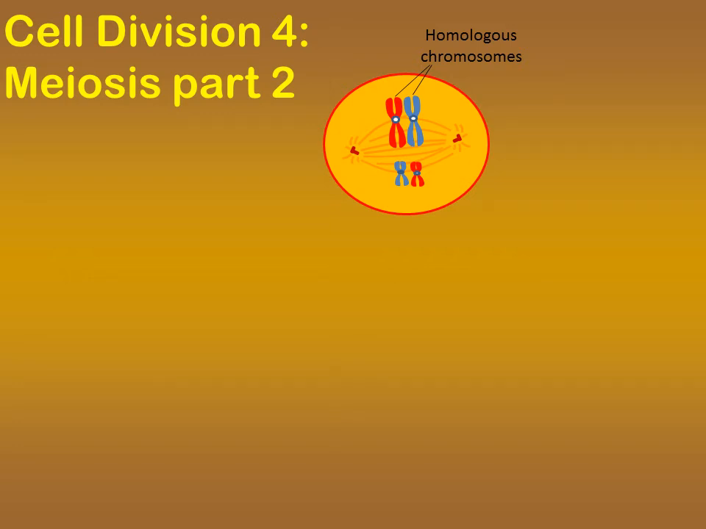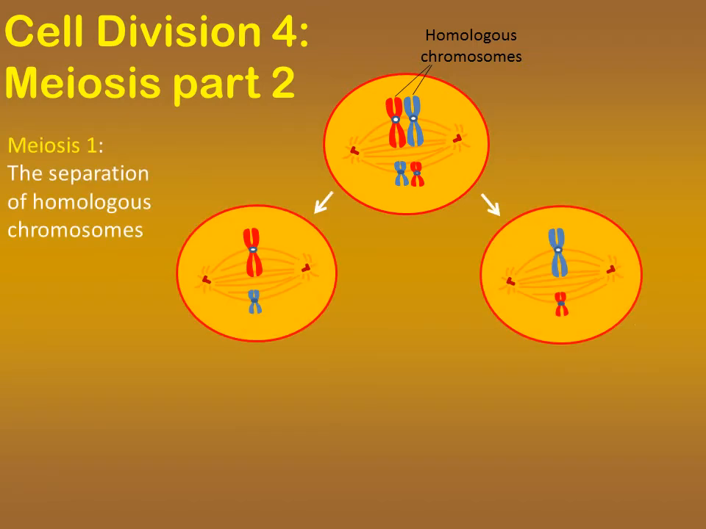Recall that diploid cells have pairs of homologous chromosomes. Those are two of each chromosome, one from the mother and one from the father. Now, meiosis has two rounds of cell division, the first being marked by the separation of the homologous chromosomes. So remember that meiosis 1 is the separation of these homologous chromosomes. However, each of these chromosomes still consists of the two sister chromatids joined by a centromere.